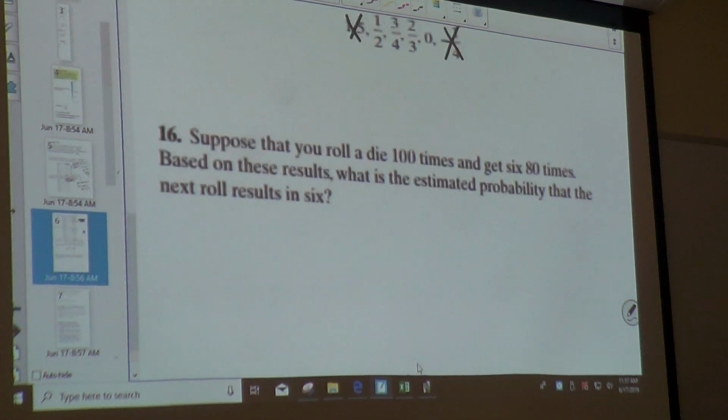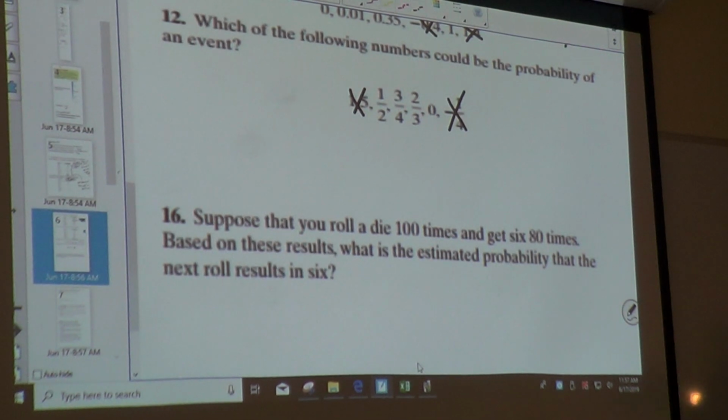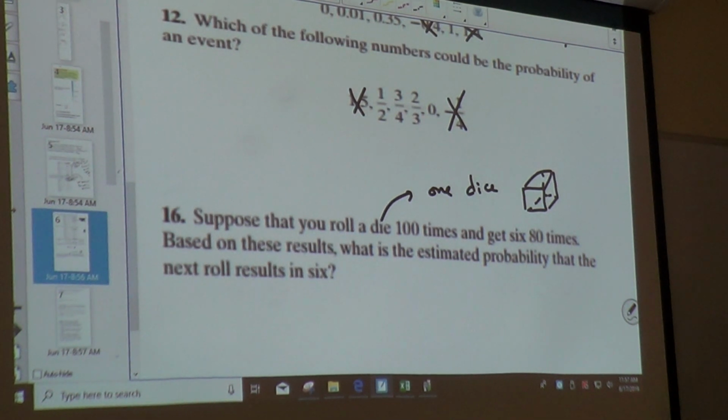Suppose that you roll a die 100 times and you get 6 80 times. Based on these results, what is the estimated probability that the next roll results in a 6? Now, a die is 1 dice. Normally, y'all are used to hearing the word dice because in games, y'all play with 2 of these. But in math, we just use 1 of them sometimes. So a die is a fancy name for 1 dice.